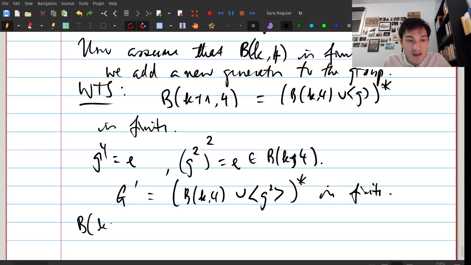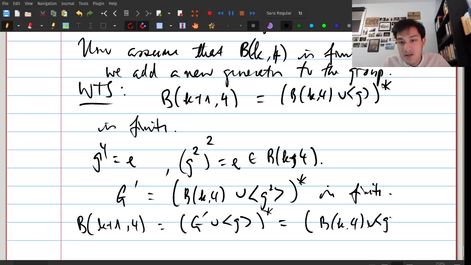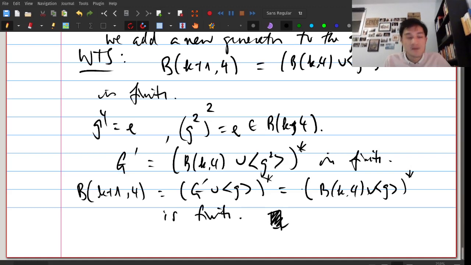Okay, so we apply the lemma again, and BK plus 1, 4, which is equal to g prime union g star, which is equal to, of course, BK4 union g to begin with star, because this g squared is a subgroup of that, right? Is finite. Okay, so that's the proof of that. All right, so that's all we're going to prove in this video.